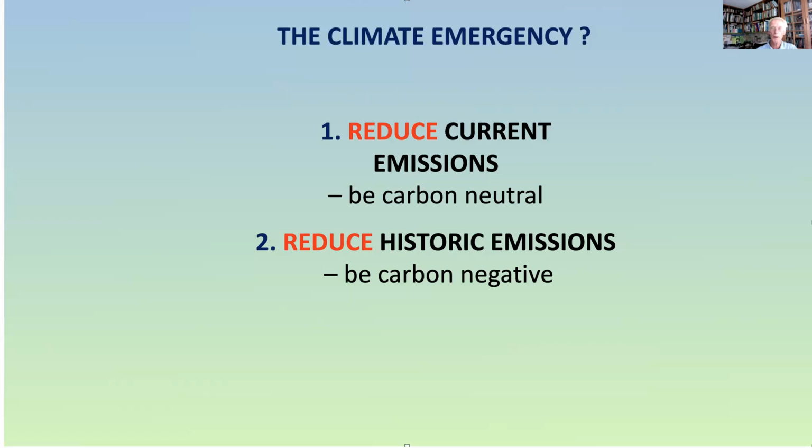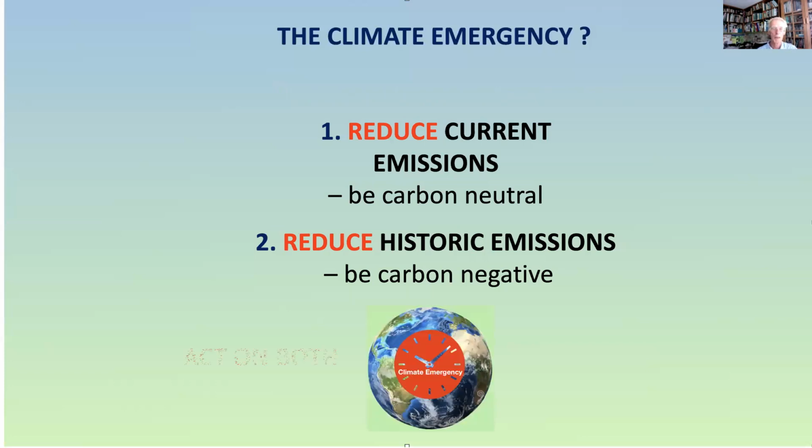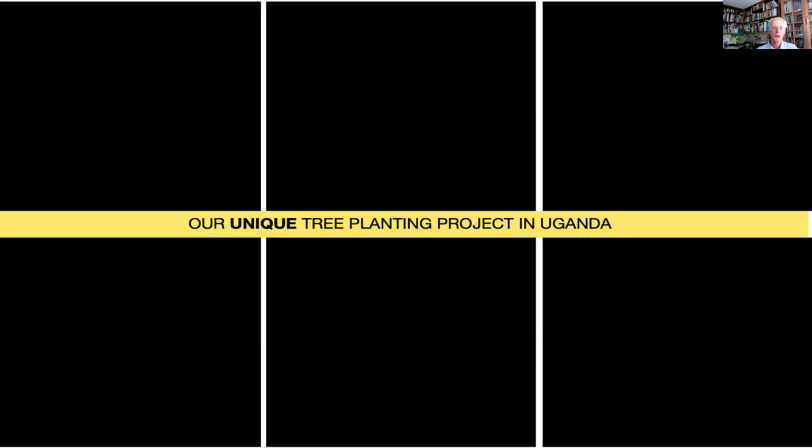These are all the emissions right from the Industrial Revolution, which are still polluting our atmosphere with about 418 parts per million of carbon dioxide in the atmosphere, which is the cause of our global warming. We need to act on both. When? Well, now. And that's what's crucial. We have to be doing things urgently. So we have a unique tree planting project in Uganda.